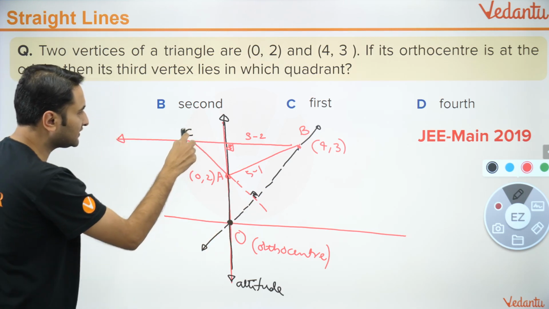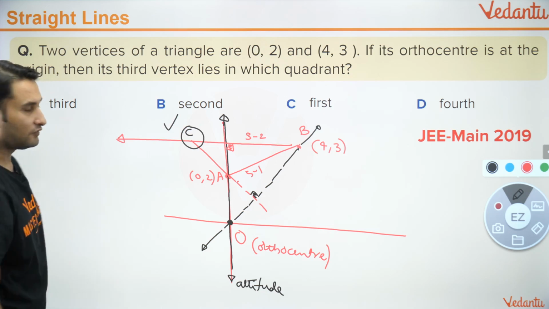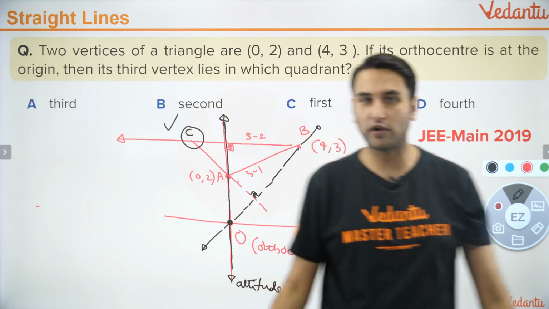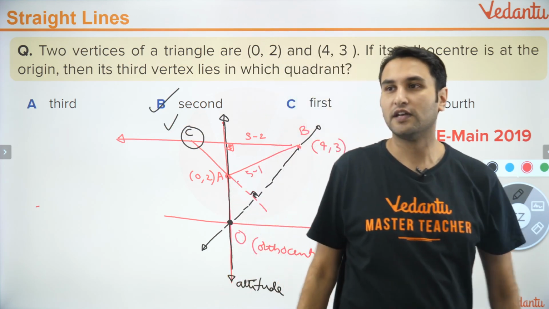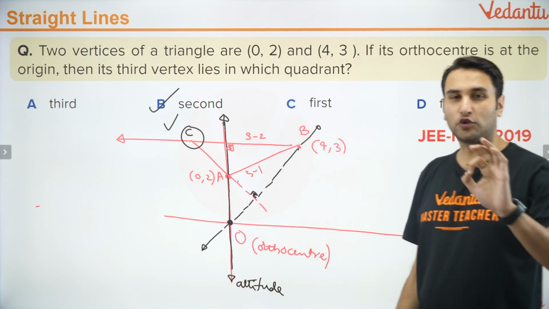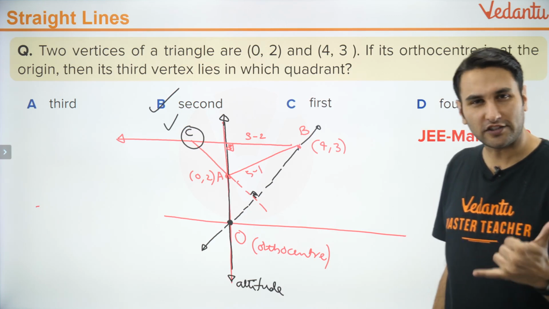O. So where does the C lie? Where does the C lie? The third side, second quadrant. That's the answer. Did I use any calculation here? समझ में आया? How many of you are able to understand it? How many of you got it? Yes or no?